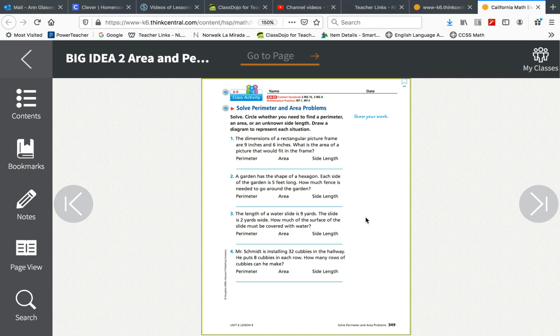If we want to cover the whole surface of this slide, is that going to be perimeter around the edge? Are we only putting water around the edge? Or are we covering the whole area inside with water? 2 rows of 9. There's little squares in there, so it's yards squared.